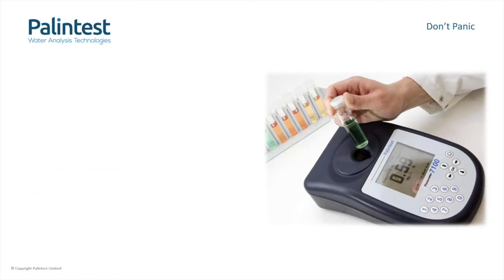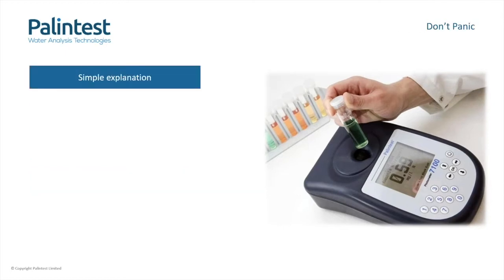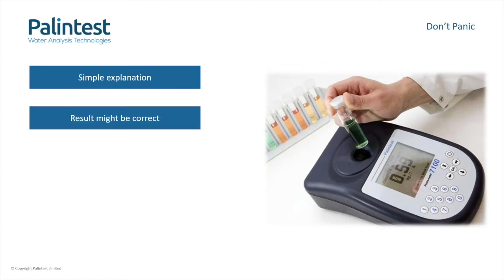So what can you do if this happens? The first thing is not to panic. Whatever the result or message is, there is, in most cases, a simple explanation. And of course, there is always the possibility that the photometer result is the correct value. Just because you don't like the result of a test doesn't mean that the result is wrong.